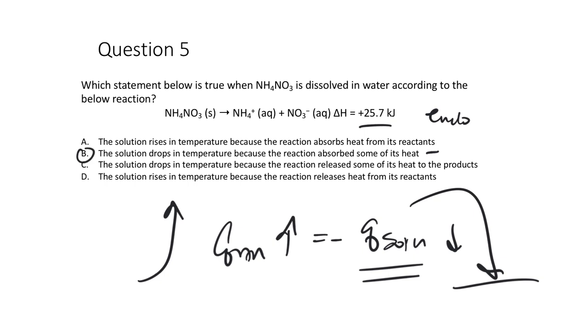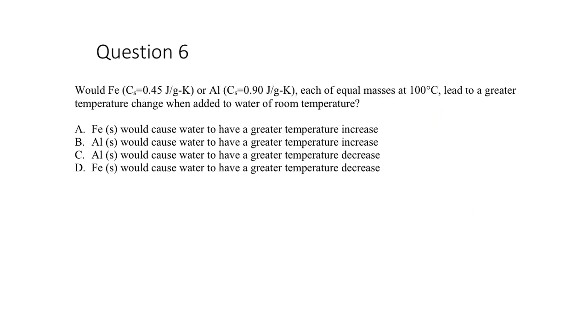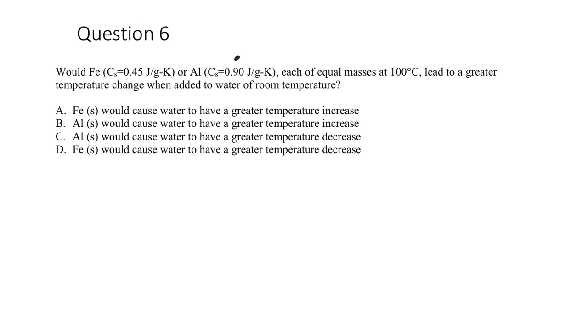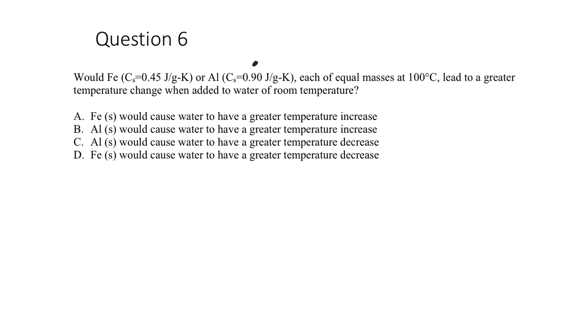Answer B. Moving on to 6, would iron or aluminum of equal masses added to 100 degree water lead to a greater temperature change when added to water at room temperature? And so we're placing equal masses of either hot iron or hot aluminum into water. And so the key difference here is that the specific heat of aluminum is greater than that of iron. Sometimes this is confusing, but the piece of aluminum might take longer to heat up to 100 degrees C than the iron, but eventually they reach 100 degrees C.